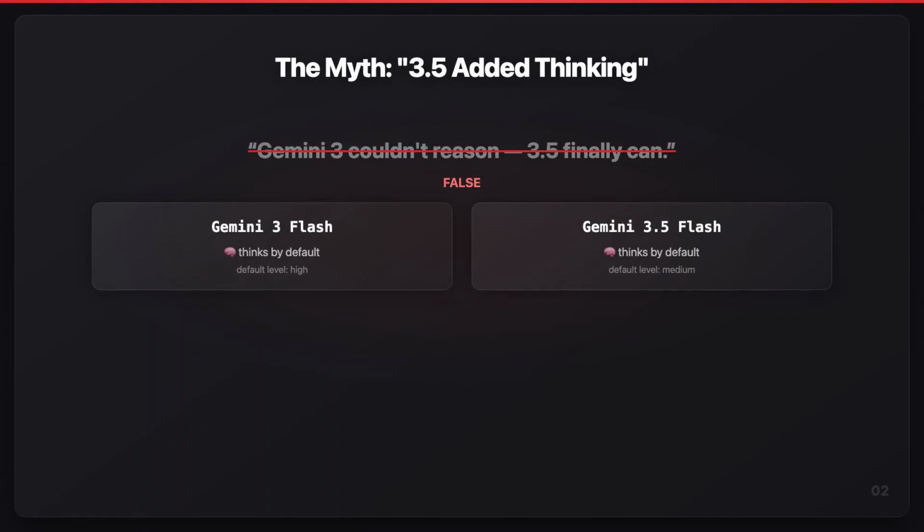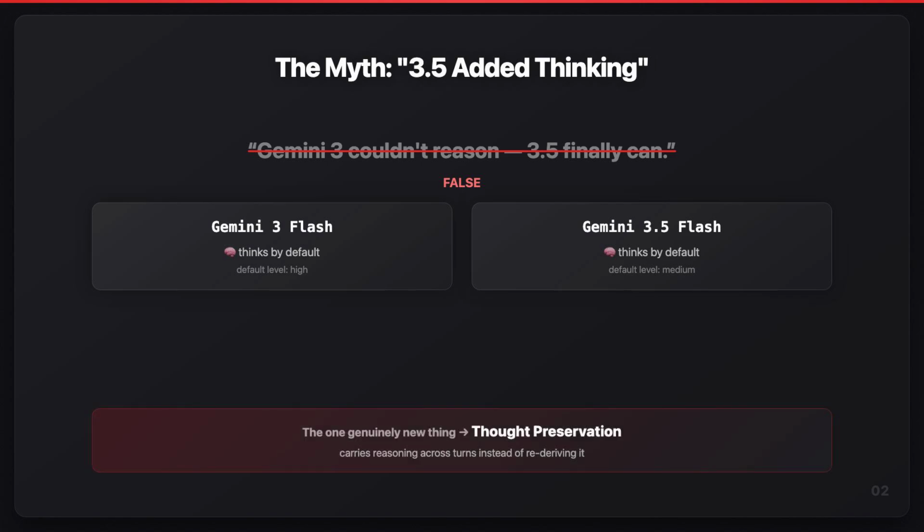First, let's kill a myth. A lot of people think 3.5 Flash added thinking. It didn't. Gemini 3 Flash already reasons before it answers, by default. The one genuinely new thing in 3.5 is thought preservation. It carries its reasoning across a conversation instead of re-deriving it every turn. The question is whether that actually changes anything you can see.